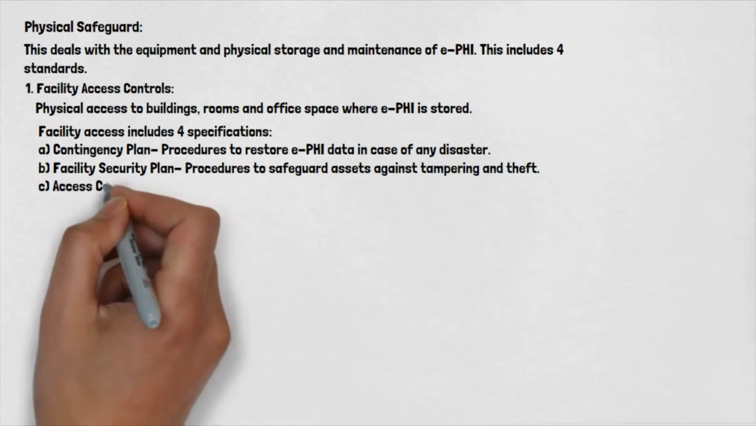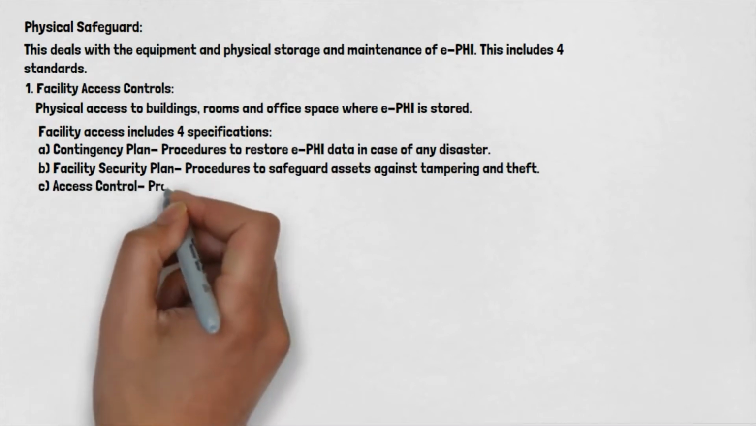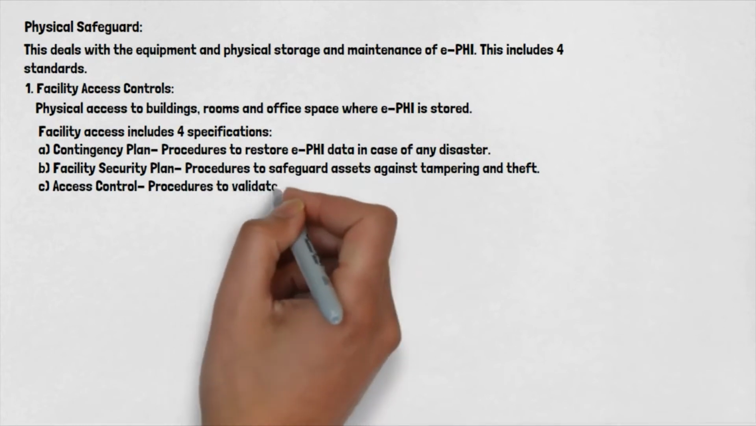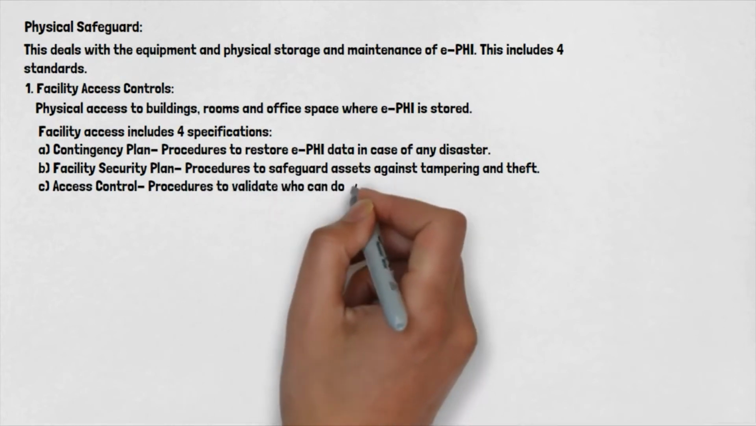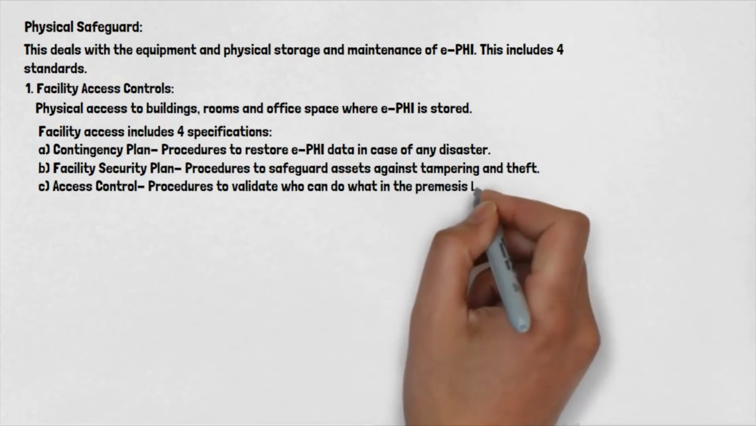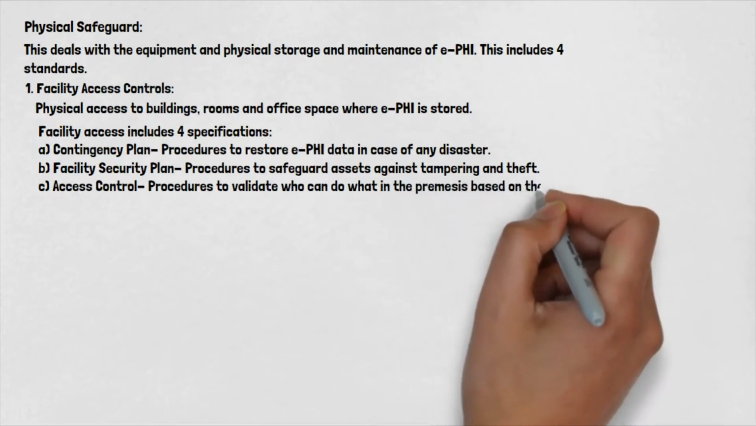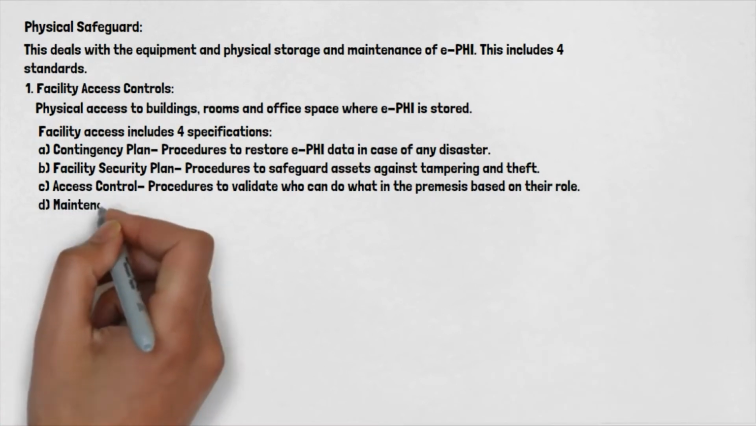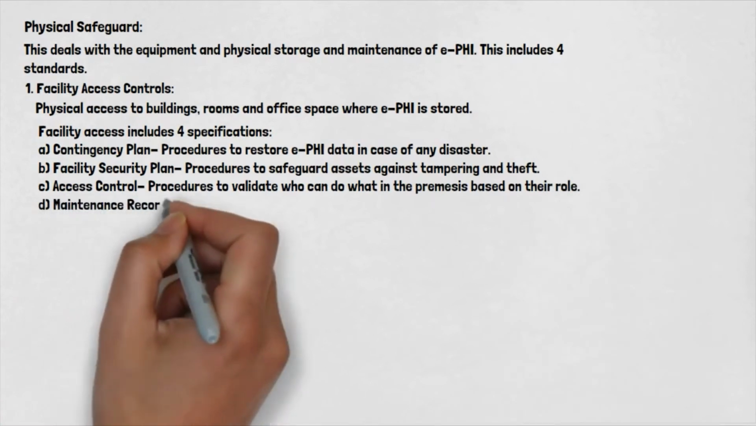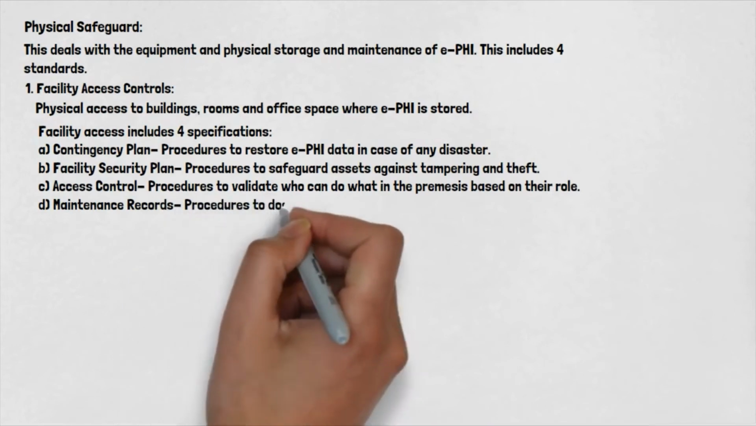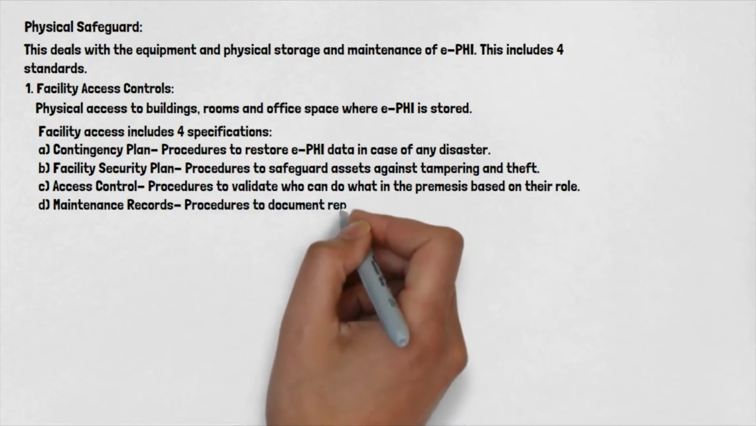Now the next one is access control. Companies should have procedures to validate who can do what in the premises based on their role. For example, if a candidate comes in for an interview, he will have access only till the reception. He will not be allowed onto the production floor.